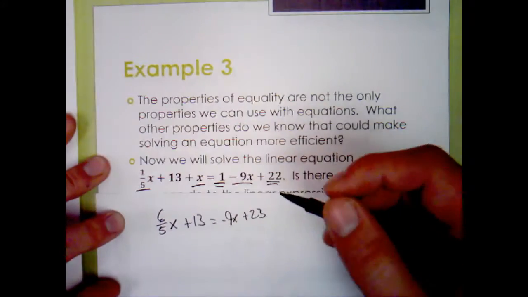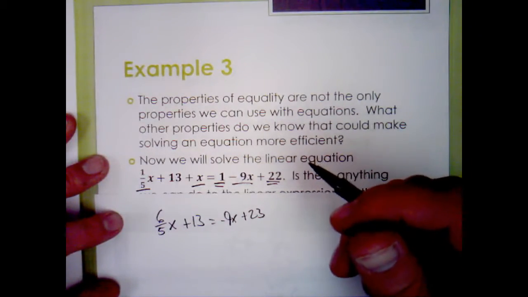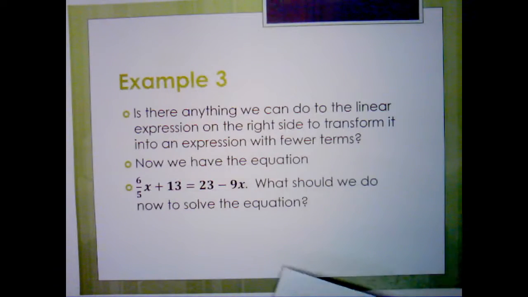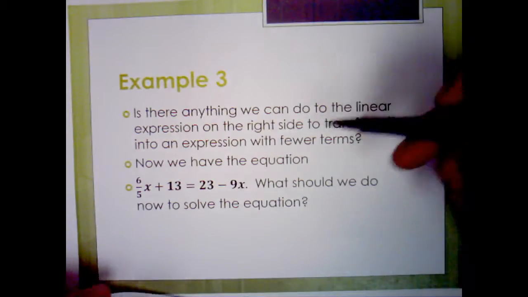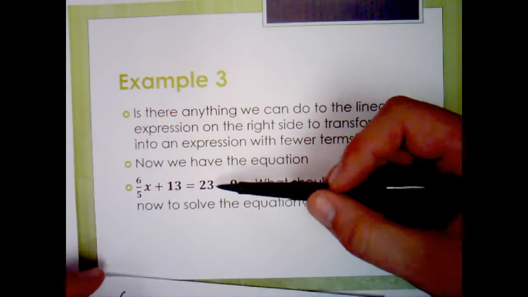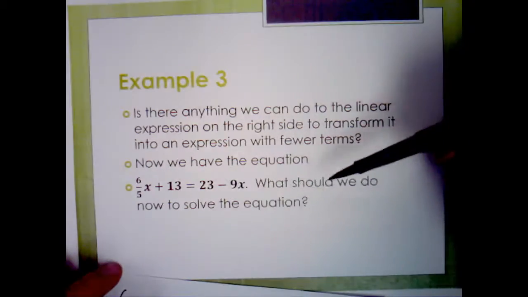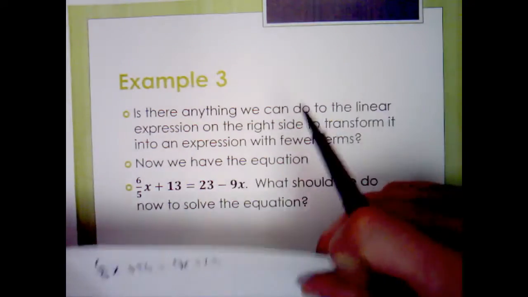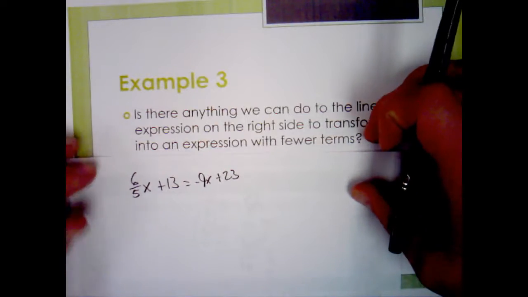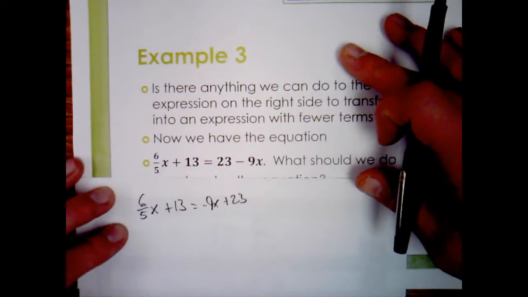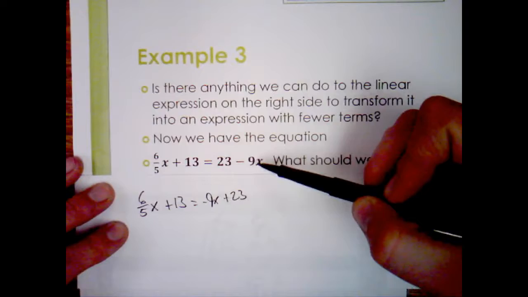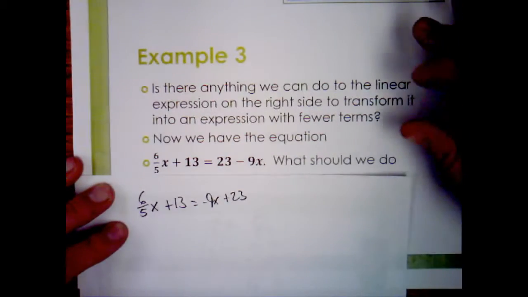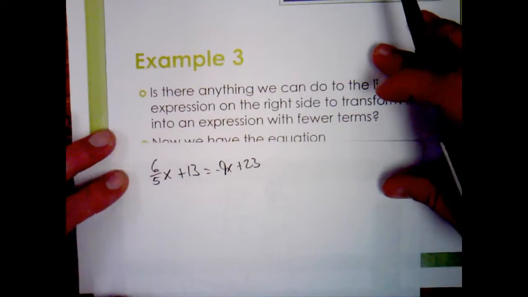So in order to solve, well, let's see. What does my next one say? Yeah, so here's the next one. It says example 3. Is there anything we can do to the right side? Yes. And then we get down to this equation here. What should we do now to solve the equation? So I'm going to go ahead and keep going with the one I have written down. It's mathematically identical other than the fact that I flip-flopped the 9x and the 23. It's the same, so I'm going to keep going with this one.